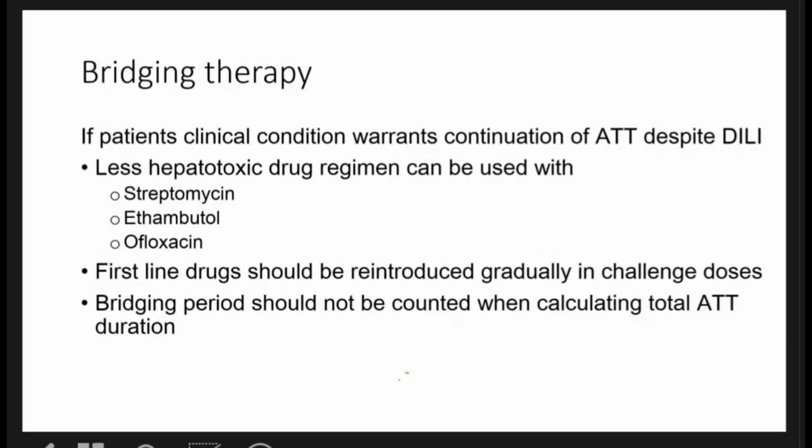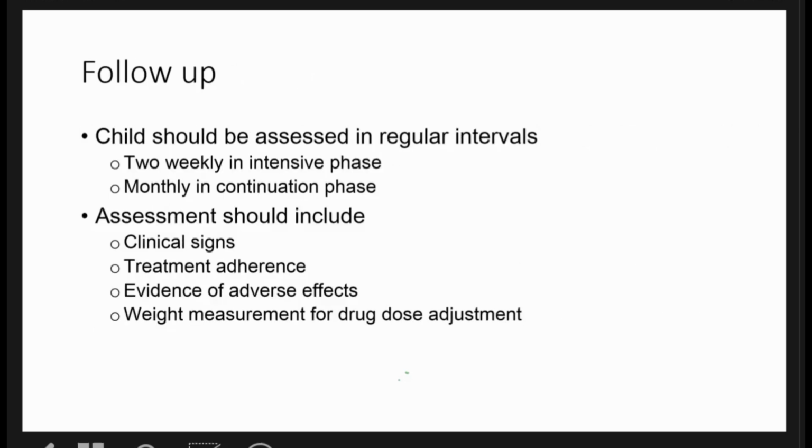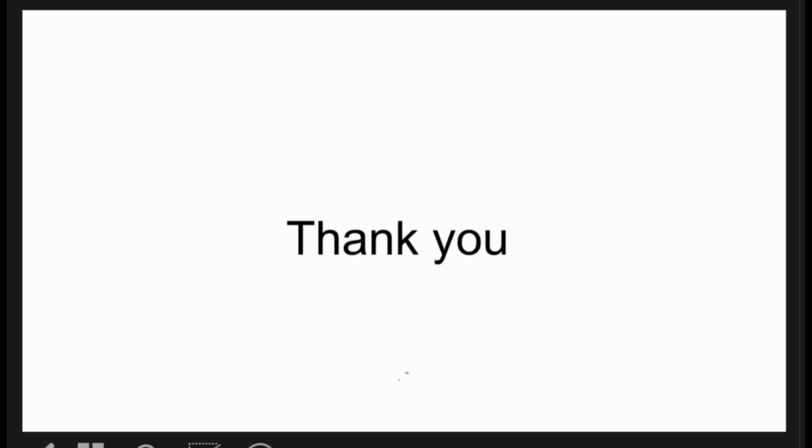If we can't wait until normalization, if the disease is severe, we can go for bridging treatment with less hepatotoxic drugs like streptomycin, ethambutol, and ofloxacin. The bridging period should not be counted when calculating the total ATT. For follow-up, during the intensive phase we should follow the kids 2 weekly, and during the continuation phase monthly, to assess clinical signs, treatment adherence, and evidence of adverse effects. And we should do weight measurement and adjust the drug doses according to the weight. Okay, thank you very much.